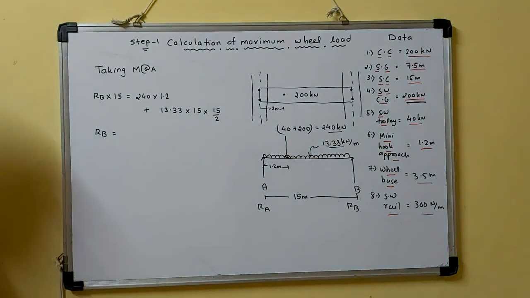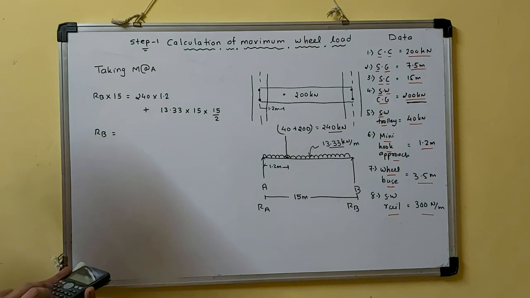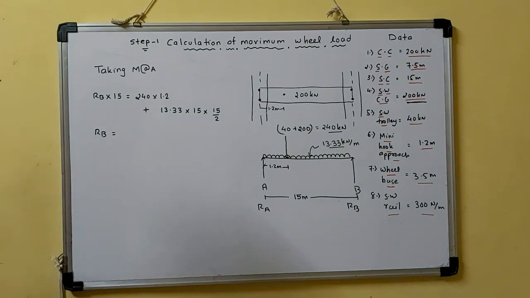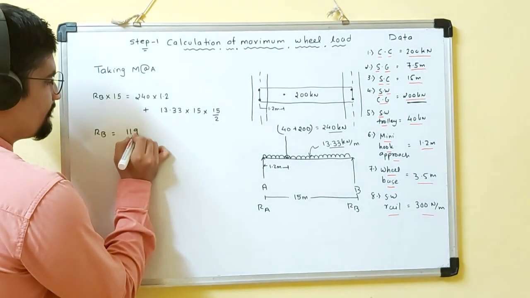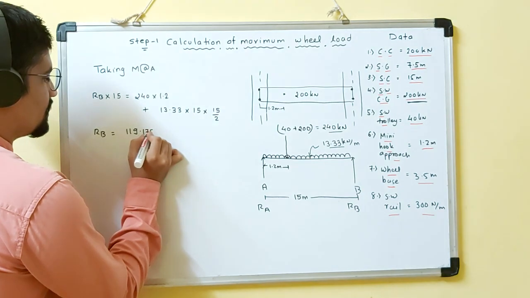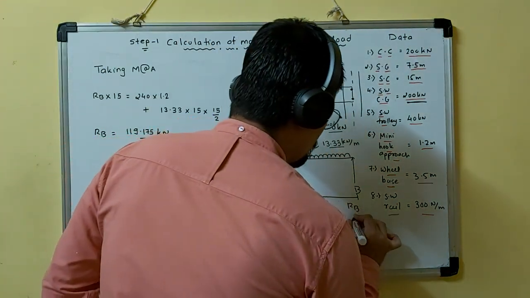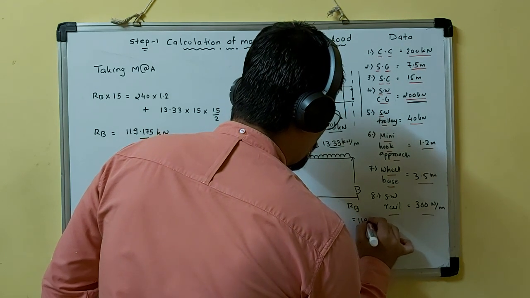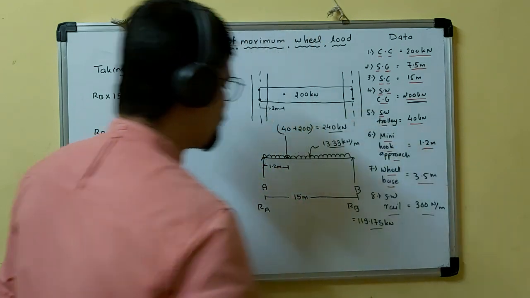Now what will be the value of RB? RB is equal to 240 into 1.2 plus 13.33 into 15 into 7.5, divided by 15. The value of RB will be 119.175 kilonewton. So here we get the value of RB, which is 119.175 kilonewton.